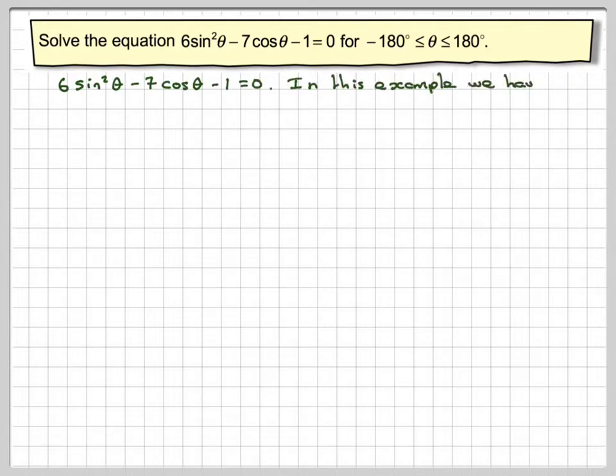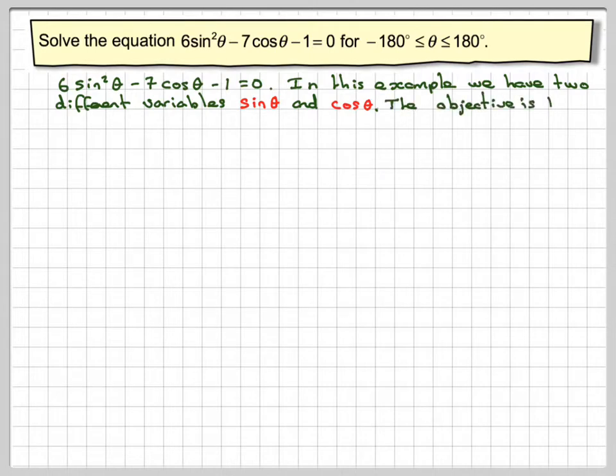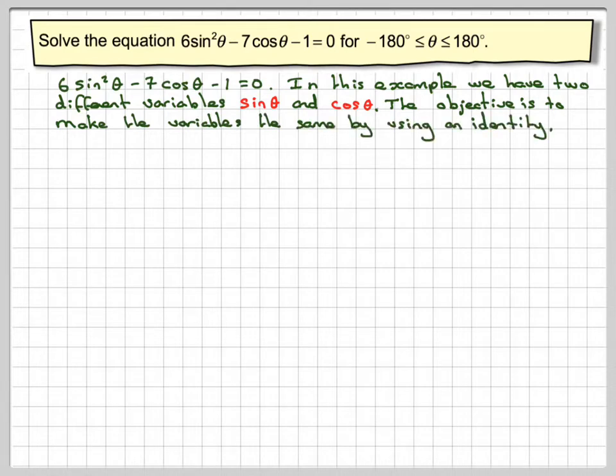So in this example we have two different variables, sine theta and cos theta. We've got sine theta all squared and cos theta. So the objective is to make the variables the same by using an identity. The one we use is the Pythagorean identity that we've learned so far, which is sine squared theta plus cos squared theta is equal to 1.